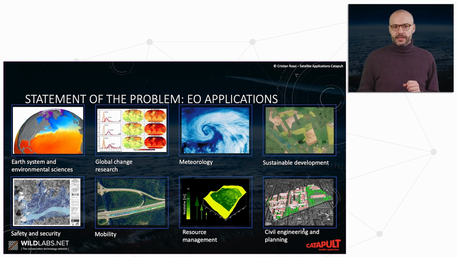Let's go a bit more into detail in each of those parts. Statement of the problem. I mentioned rice, but as you see here, there is really a large variety of potential Earth observation applications, from Earth system and environmental science to global change research, climate change, meteorology. It's a very important aspect of remote sensing: sustainable development, safety and security, mobility, traffic, resource management, forest, agriculture, and civil engineering and planning. So those are all part of potential Earth observation applications.